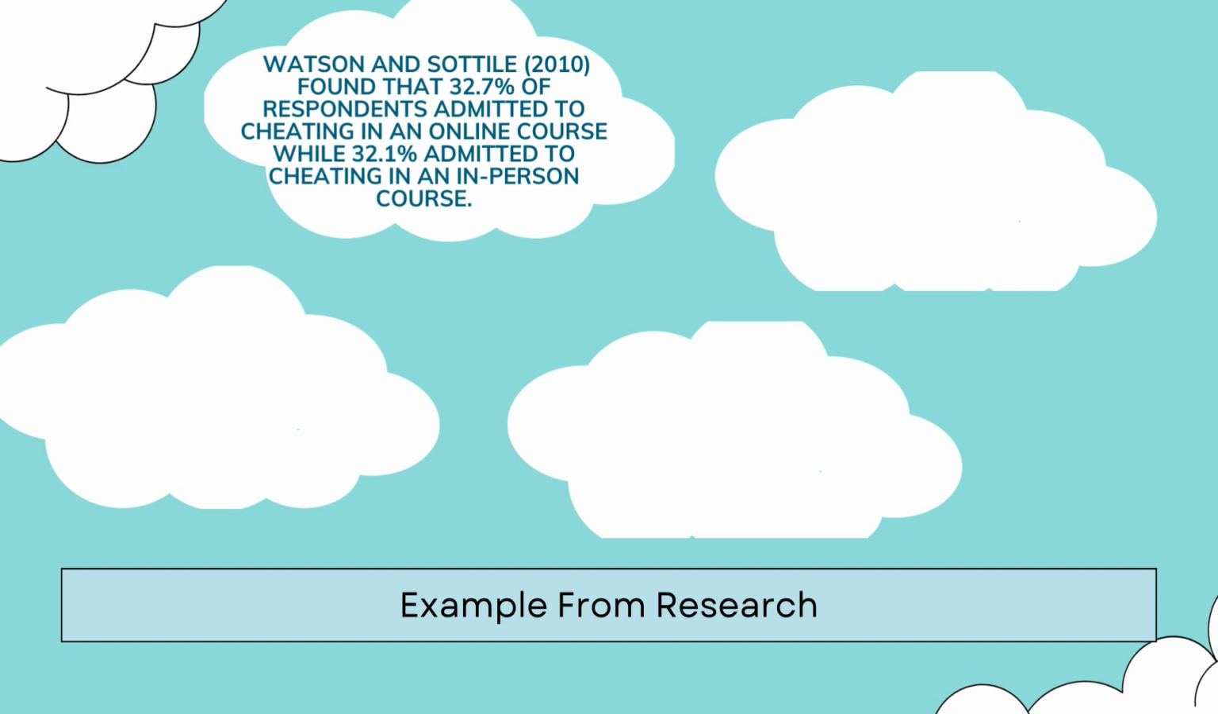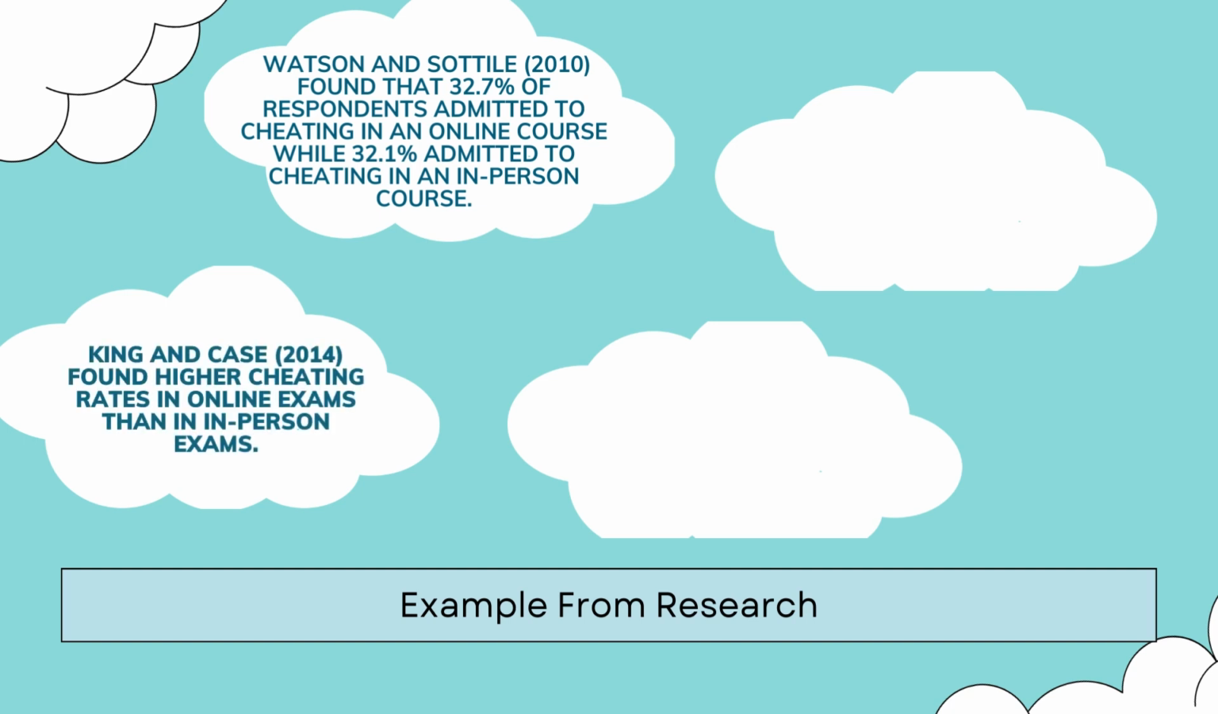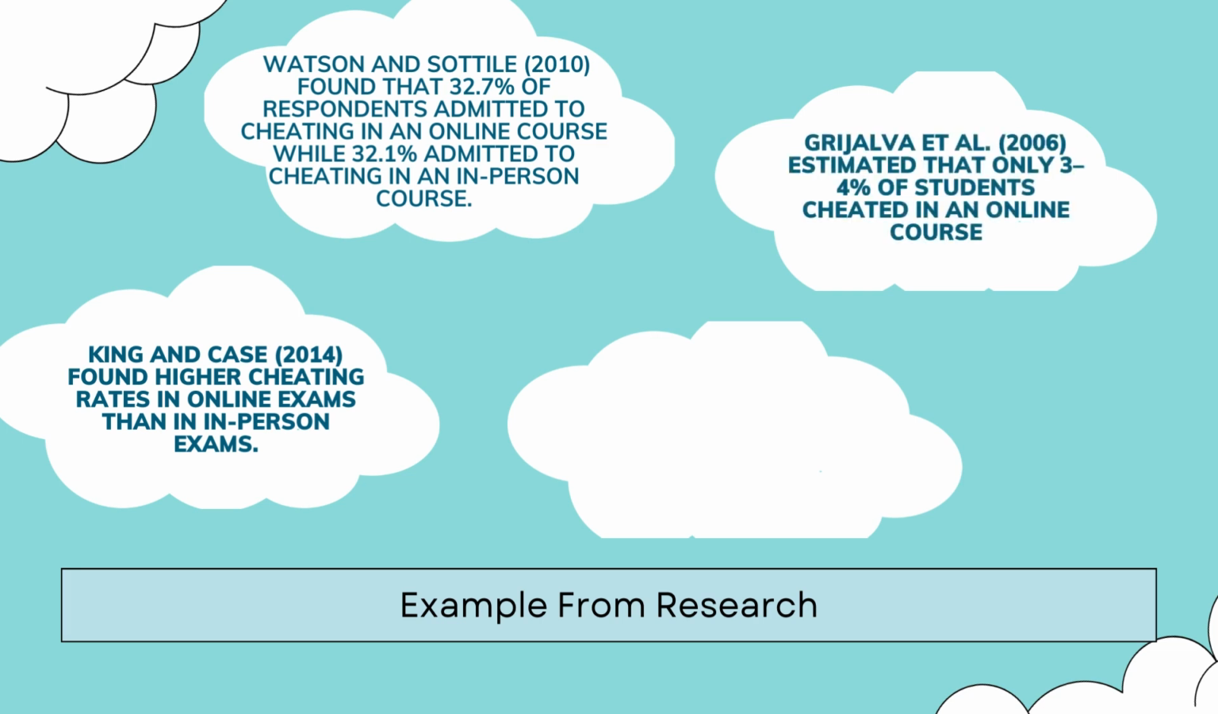So for the second one, King and Case in 2014 found higher cheating rate in online exam than in in-person exam. For the third one is, after surveying 725 undergraduate students participating in online courses, Grijalva et al. in 2006 calculated that just 3 to 4% of students had cheated in online courses.